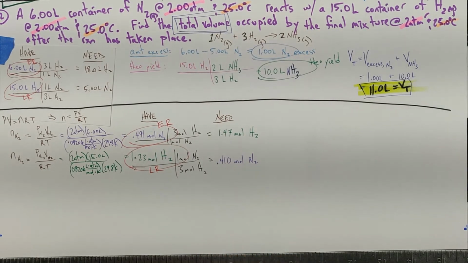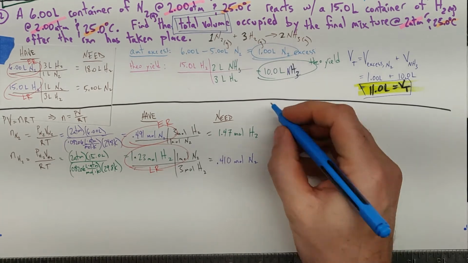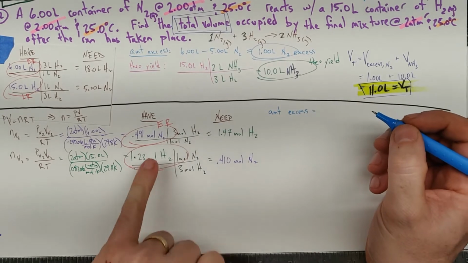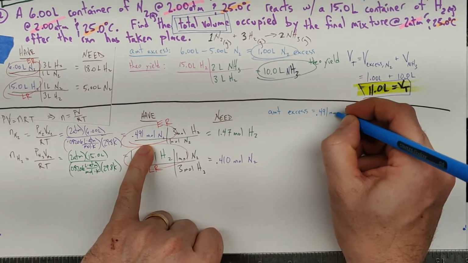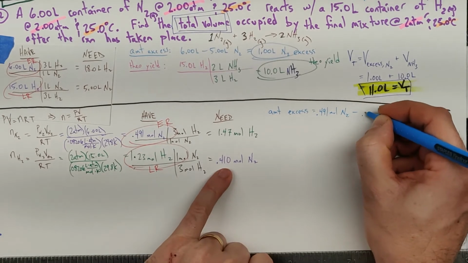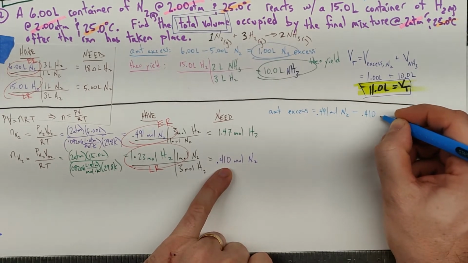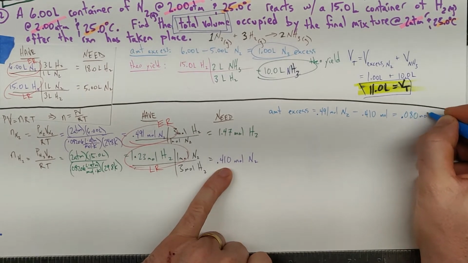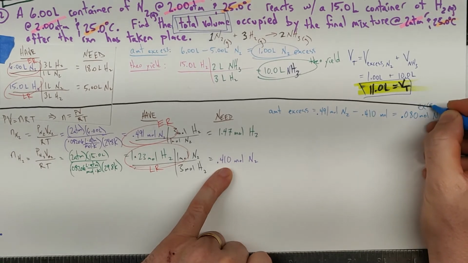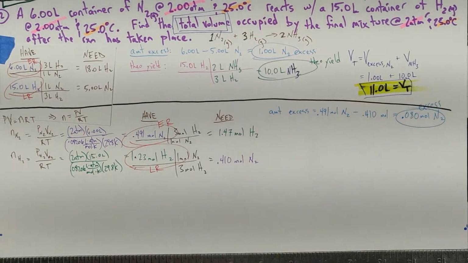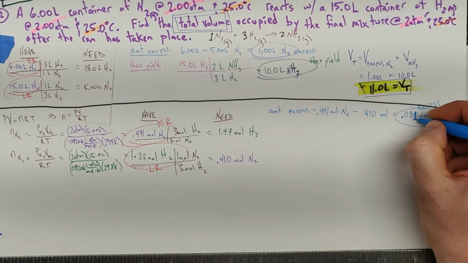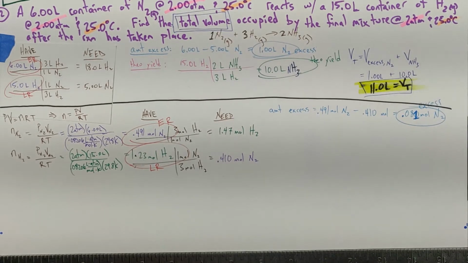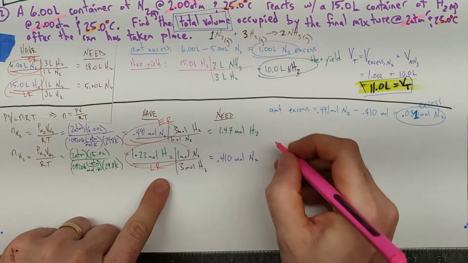Once we have this information, we can get our amount excess. That is what we have minus what we need of the excess, so that's 0.491 moles of nitrogen minus our 0.410 moles that we need. And you end up with 0.080 moles of nitrogen excess. Oop, 0.081, sorry. There we go. We need a theoretical yield, and our theoretical yield is going to be based on the limiting reactant.